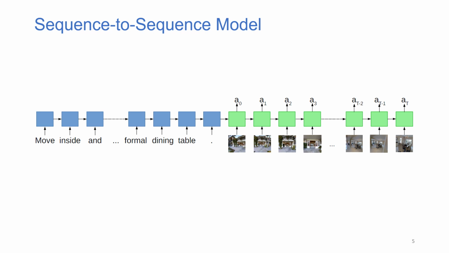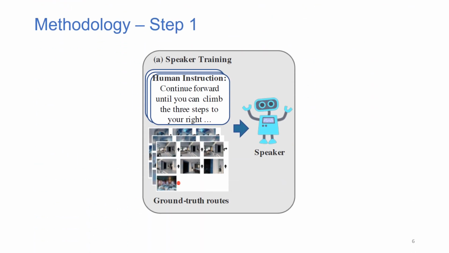Moving forward, now let's dive into the methodology part. In step 1, the authors train the speaker model. To do so, they provided both the ground truth routes and the human instructions to the model, and after training, the speaker model can produce human-like instructions, or predicted instructions, based on any visual routes.